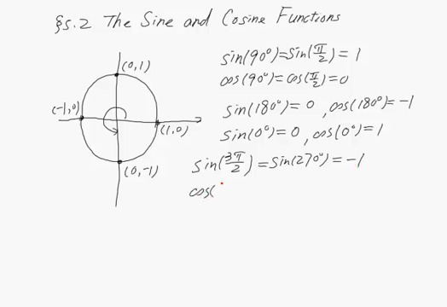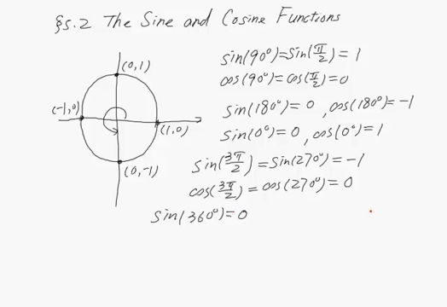And how about the cosine of 3 pi over 2? 0, right? Because the x-coordinate is equal to 0. So the cosine of 270 degrees is equal to 0. Then how about the sine of 360 degrees? You see, one revolution, and finally, you just arrive at the start point, right? So the y-coordinate is 0. So the sine of 360 degrees is equal to 0.